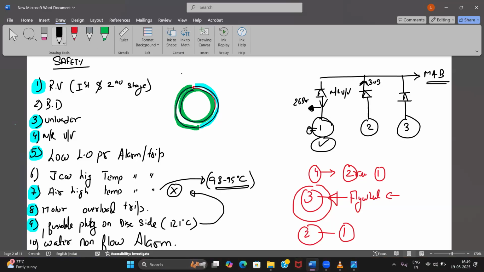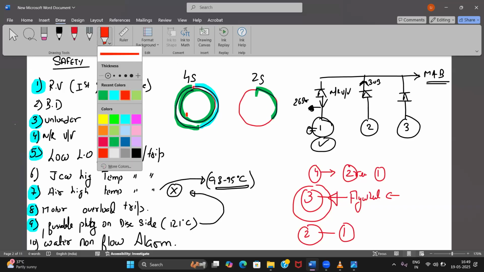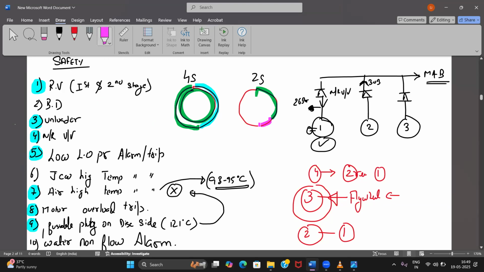In 2 stroke, I have only one revolution in which the power stroke is this much. So what I require is only this much energy. After that, the power stroke comes again. Do you agree? So in 4 stroke, because of this reason, I need a bigger flywheel as compared to 2 stroke. Understood?